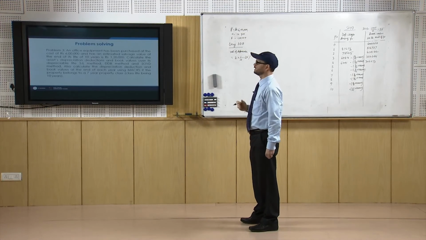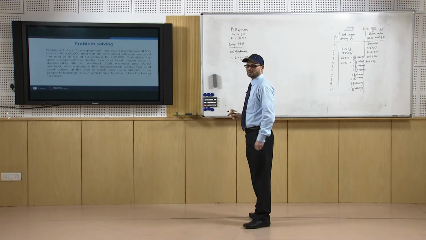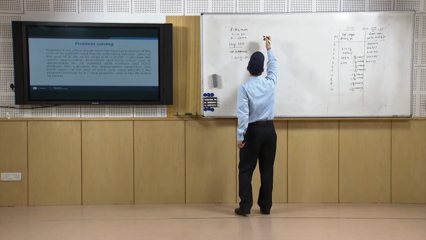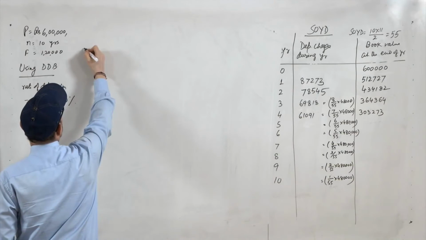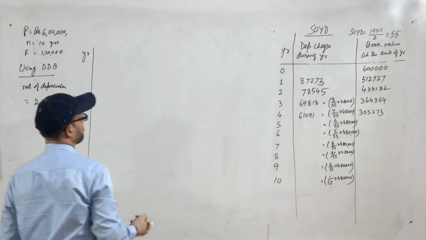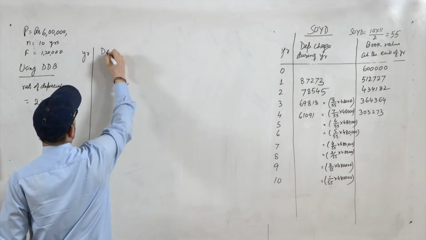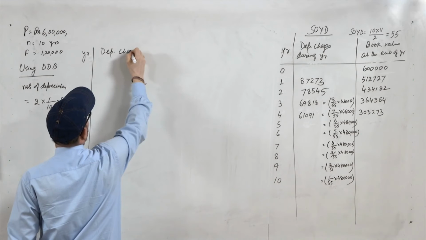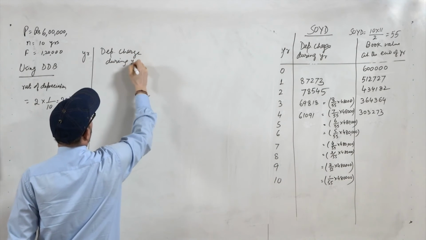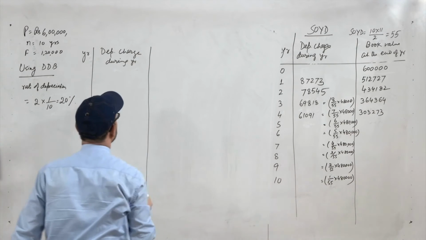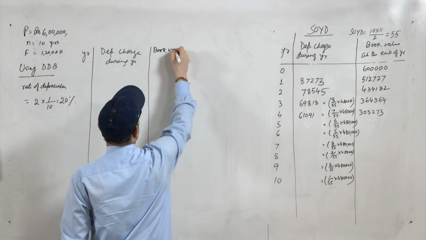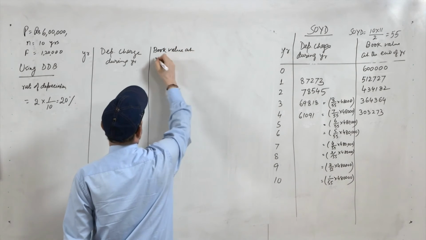It comes out to be 0.2, that is 20%. Now, we will use the table again. We have year, depreciation charge during year, and book value at the end of year.